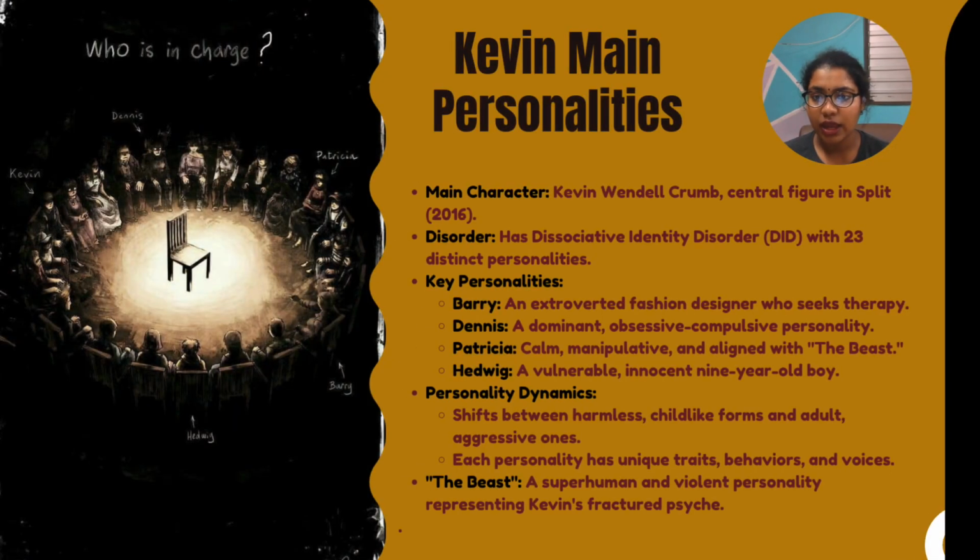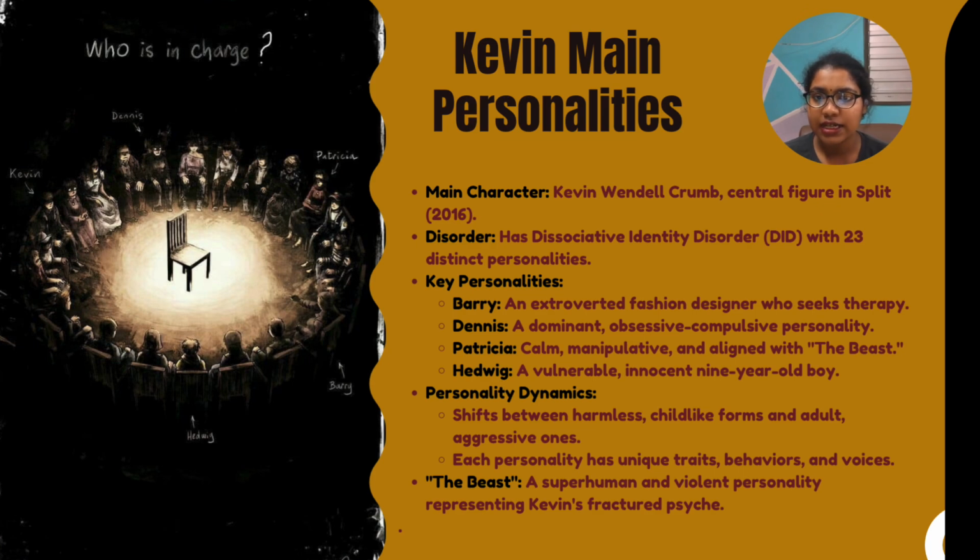Okay, so let's take a look at Kevin's main personalities. So Kevin Wendell Crumb, the central character in Split 2016, has 23 distinct personalities due to dissociative identity disorder, DID. These personalities range from benign and childlike to adult-like and aggressive.